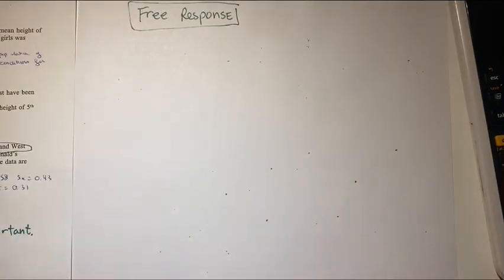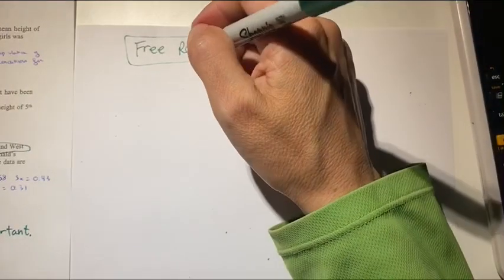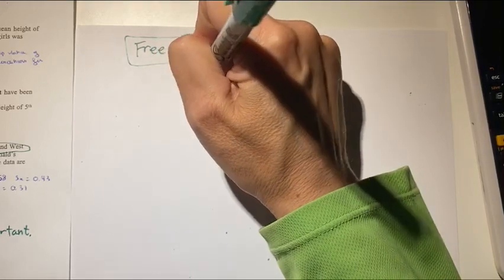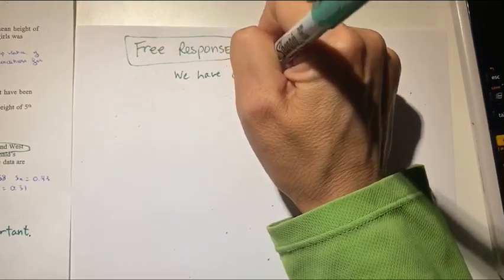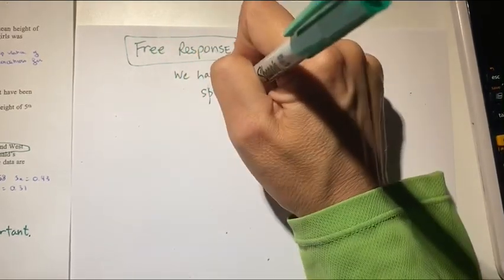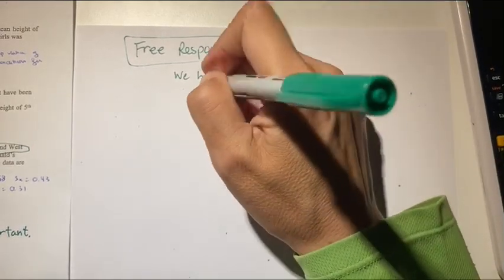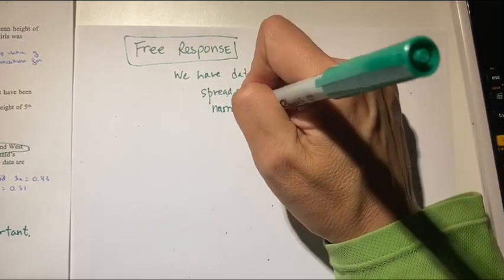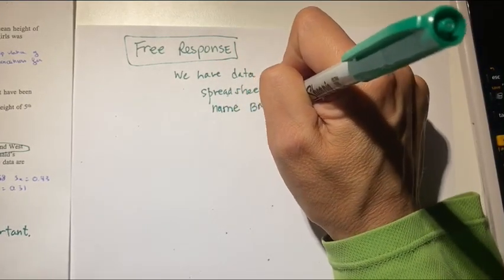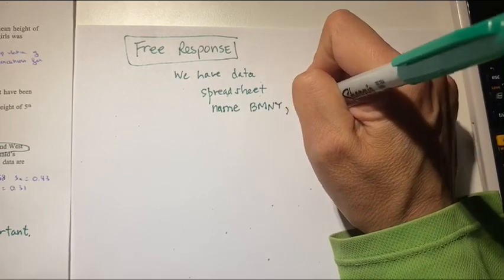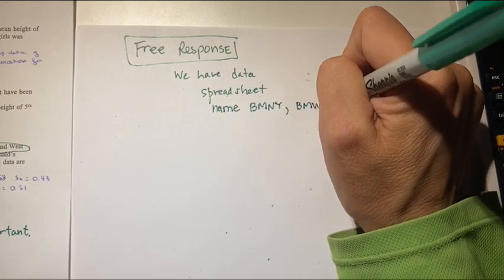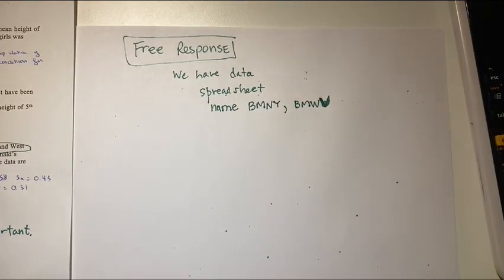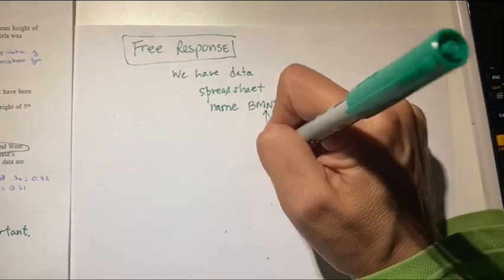We got some data, and so let's write out our steps. First, we have data. So step one, we have to go to our spreadsheet, and we have to name. So the first one I'm going to call BMNY, and the next one I'm going to call BMWV for obvious reasons, right? And then I'm going to put in this data set of values.